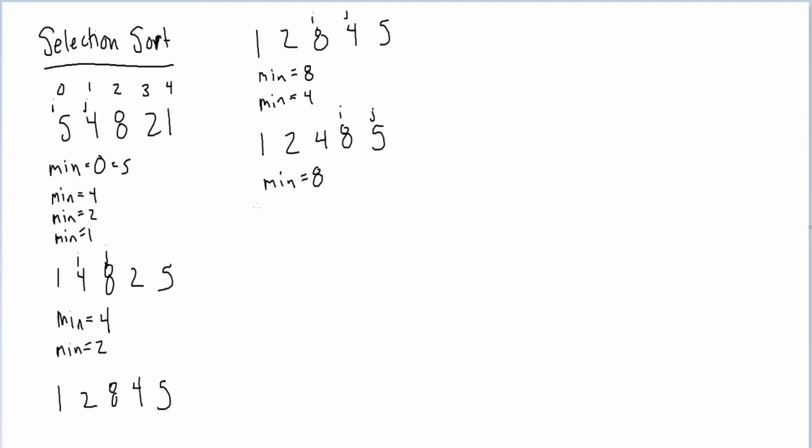And we do the comparison again. Is 5 less than 8? It is. So then min is equal to 5. And then we do the swap because there's no more. So then you get 1, 2, 4, 5, 8.